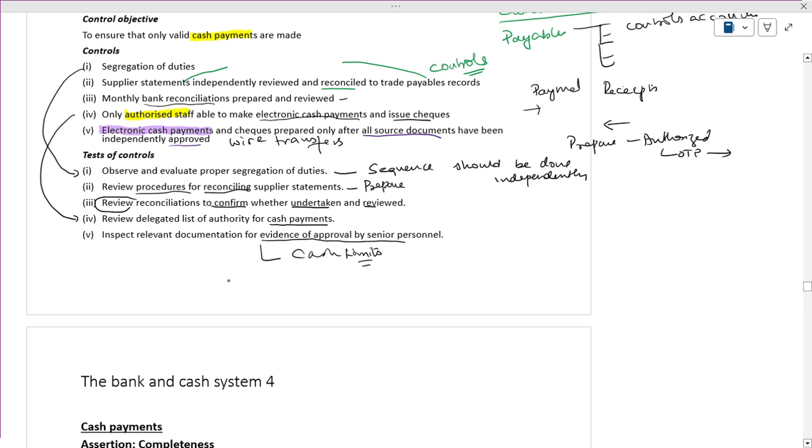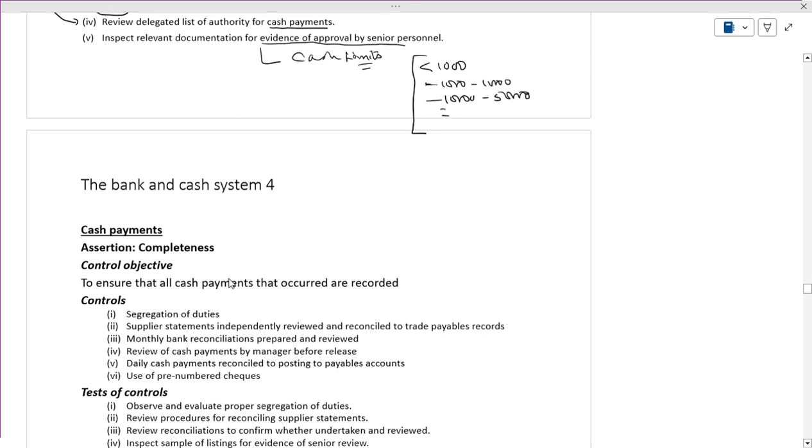If you are talking about less than 1,000, who is going to pay? If it is between 1,000 and 10,000? If it is between 10,000 and so on and so forth, 50,000. Likewise, you have the approved list. We have to verify and inspect that approved list. This is with respect to payment occurrence.